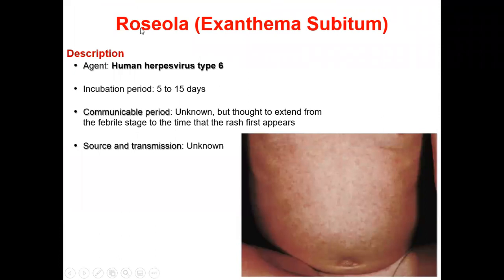The second disease is called Roseola. The organism that causes Roseola is human herpes virus type 6. The incubation period is 5 to 15 days. So when an organism like human herpes virus infects the person, it takes 5 to 15 days to present the signs and symptoms. Source and transmission are unknown.